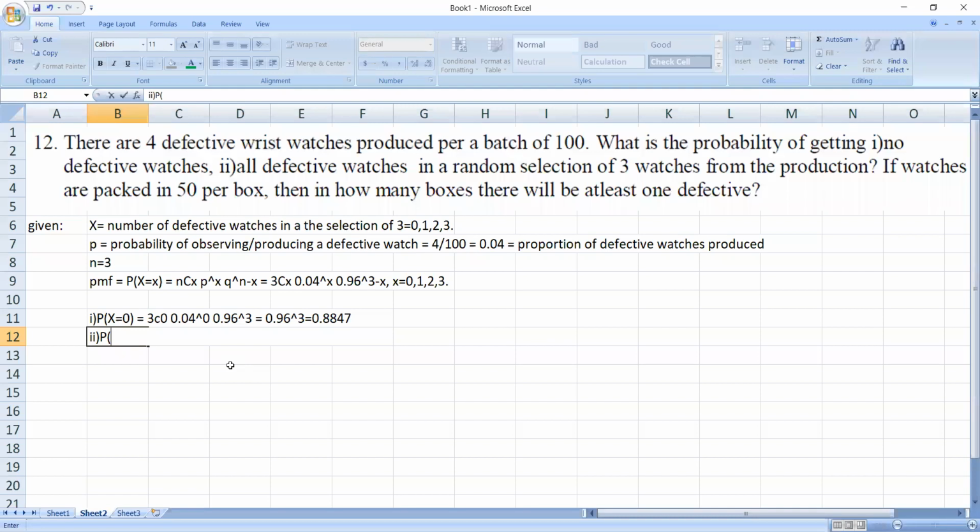Probability of getting all defective watches. So all defective will be P of x is equal to 3. So this becomes 3C3 p to the power of 3 and q to the power of 0, or simply p power n, which is roughly 0.